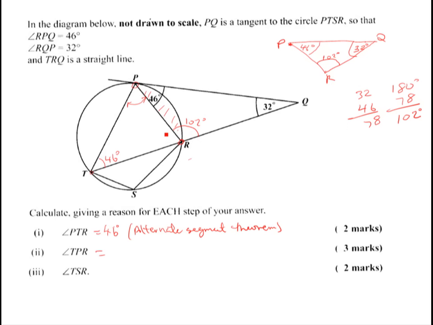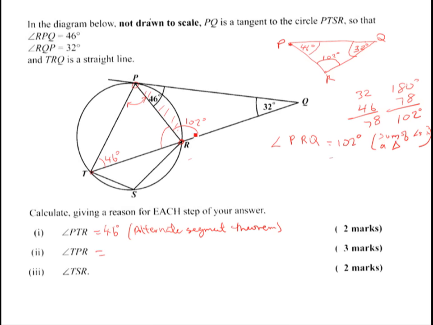If I find this angle here, then I can find this angle here. So in my solution sheet, I'll have angle PRQ, from P to R to Q, is equal to 102 degrees, and my reason is sum of angles in a triangle. Of course, you're going to write it out a little better in your exam.